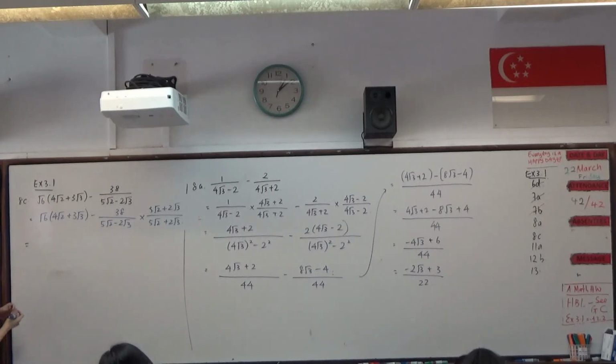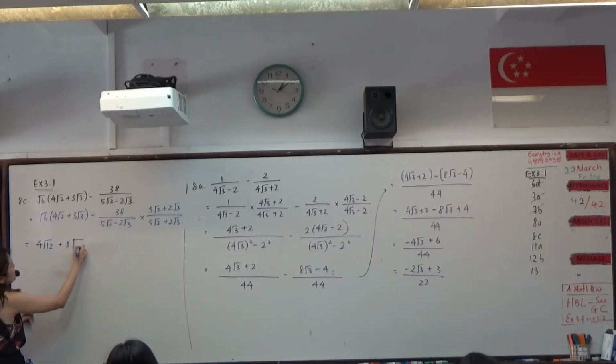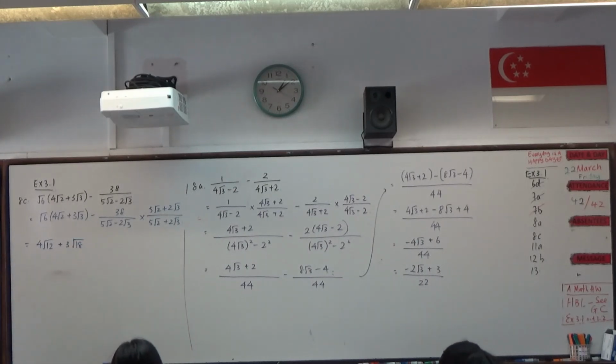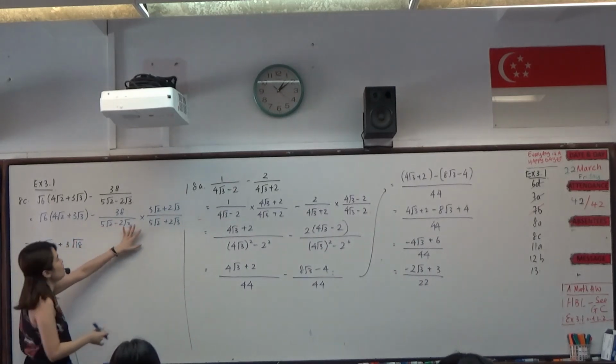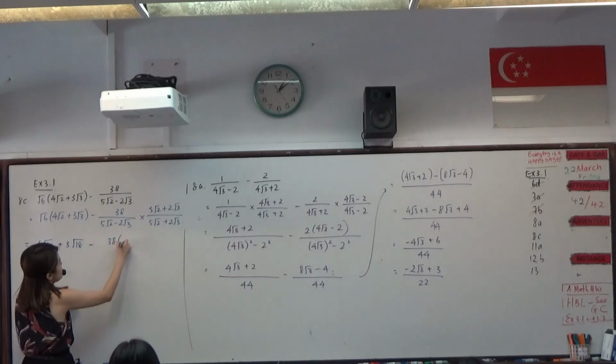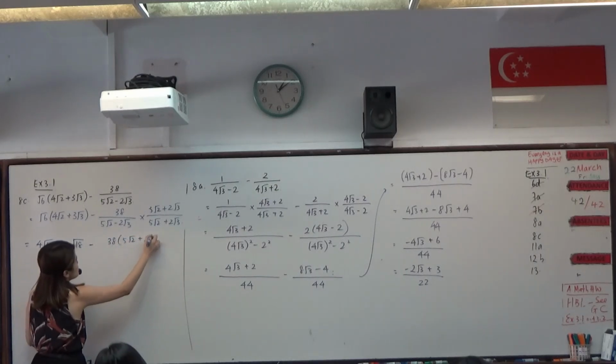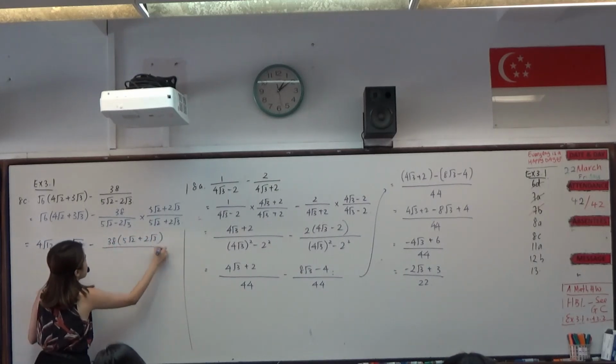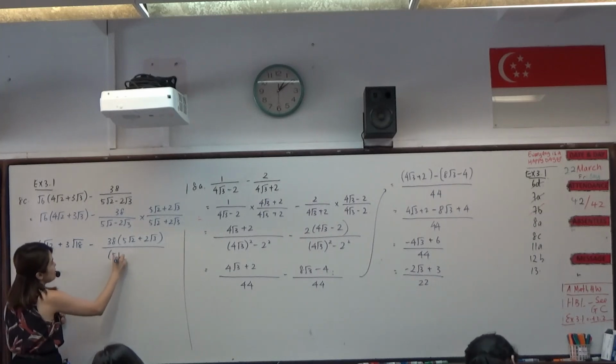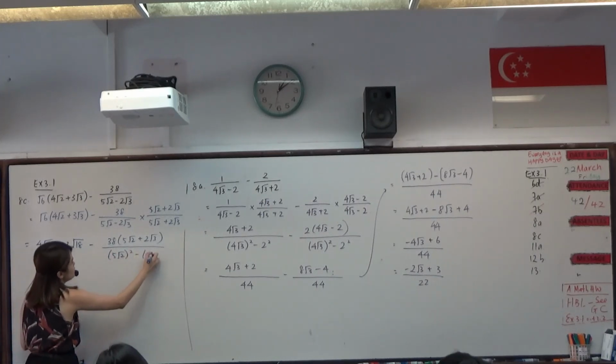So continuing, if you want to, you can expand this concurrently as you do that. So square root 6 times 4 root 2, that will give you 4 root 12. 6 times 2 is 12. Root 6 times 3 root 3, that will give you 3 root 18. Then over here, 38 times 5 root 2 plus 2 root 3 over 5 root 2 squared minus 2 root 3 squared.